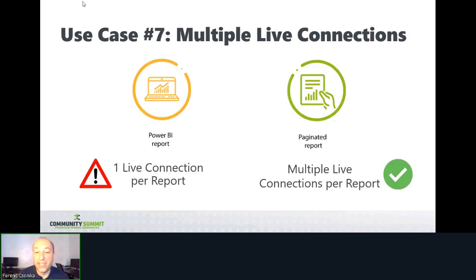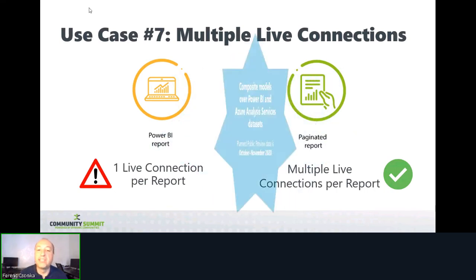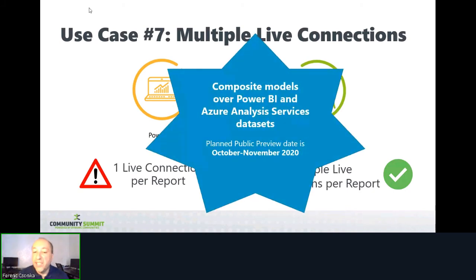And finally, but not least, at this moment, if you have a shared dataset and you live connect from a Power BI report to this shared dataset, you could use only one live connection. But in a paginated report, it is possible to use multiple live connections per report. Maybe some of you heard that during this year, maybe in October or November, there will be a public preview of a new feature in Power BI which will solve this issue, but it will be only a public preview this year, and probably the GA will be only next year.